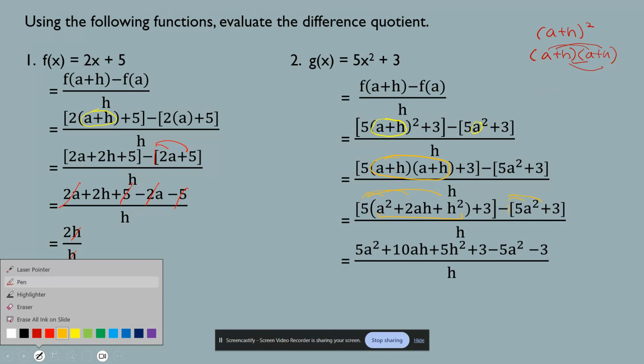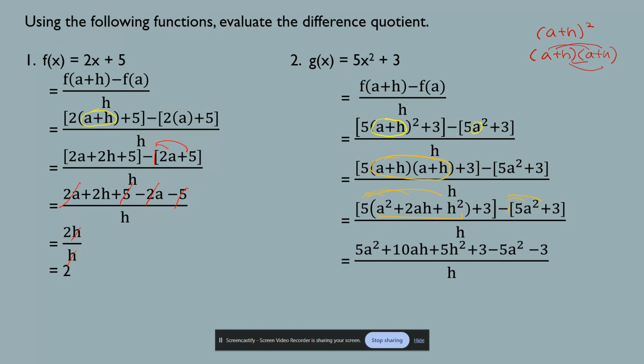And you notice I can cancel a lot of things here. 5a squared cancels out. 3 cancels out. So you end up having 10ah plus 5h squared. Then you will also notice I can cancel all my h's here. So your final answer should be 10a plus 5h.